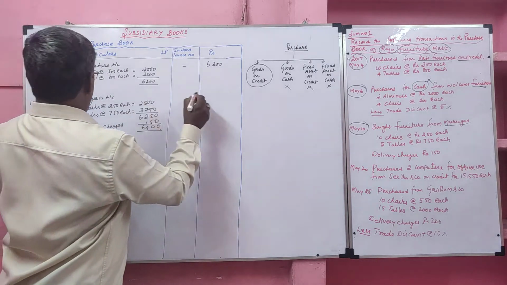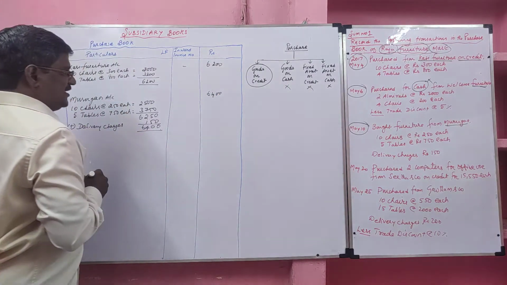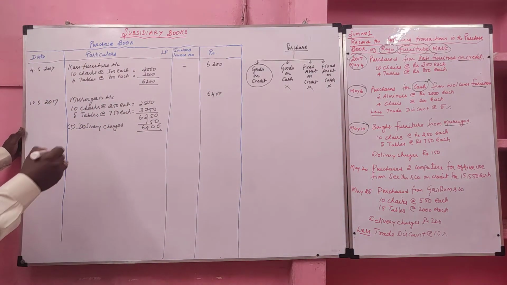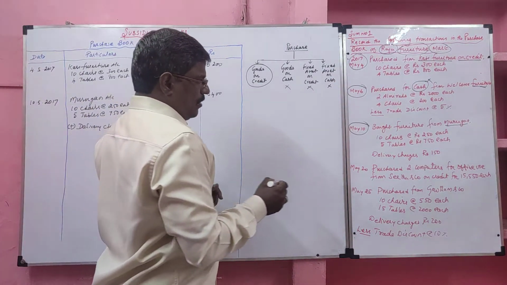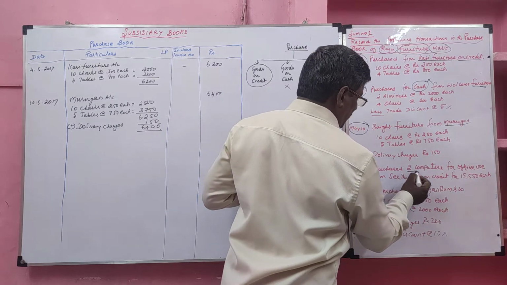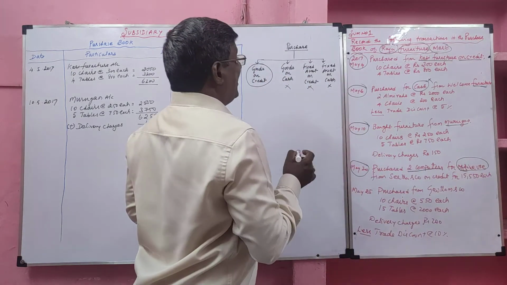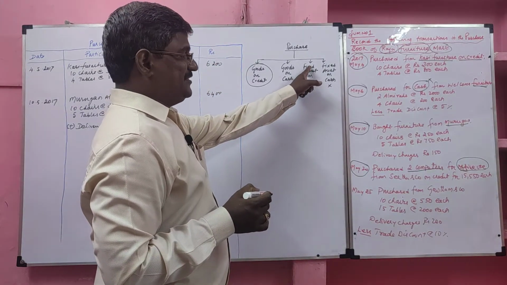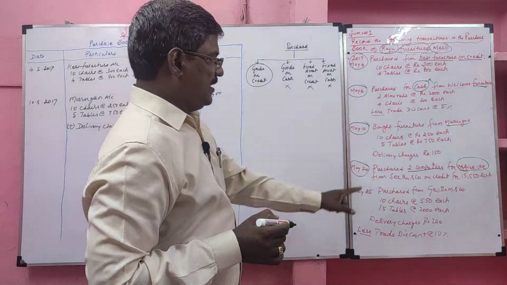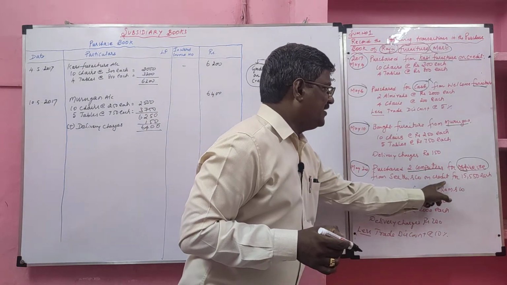So total amount recorded against Murugan, how much? 6400. Next, on May 20, purchased 2 computers for office use. So they bought for office use. It is a fixed asset purchased on credit. Purchased 2 computers for office use from Sita and company on credit.